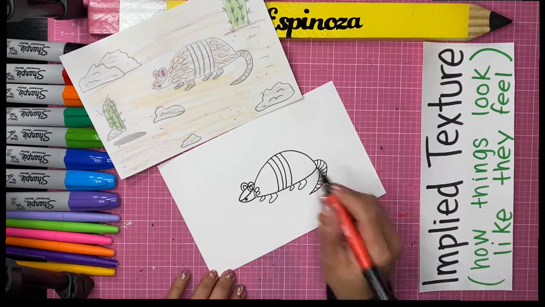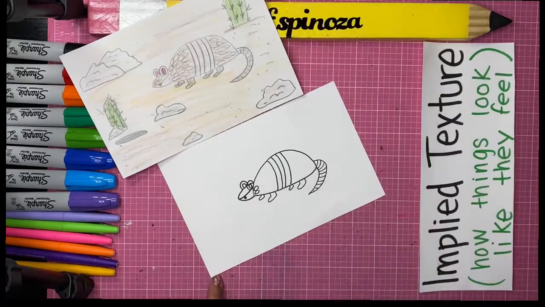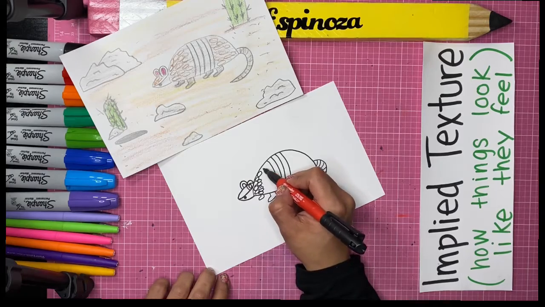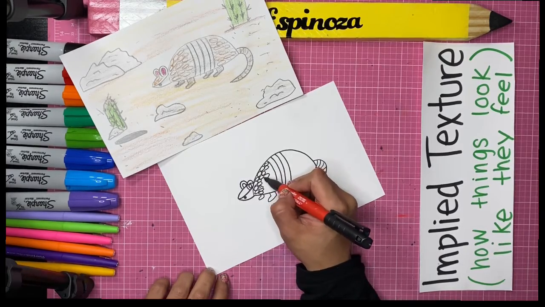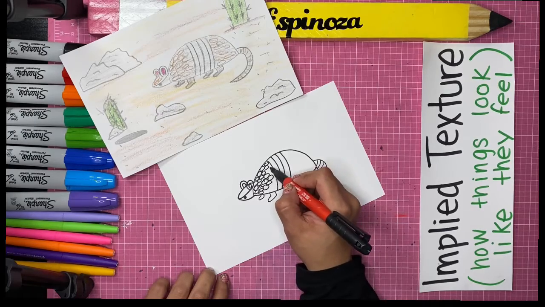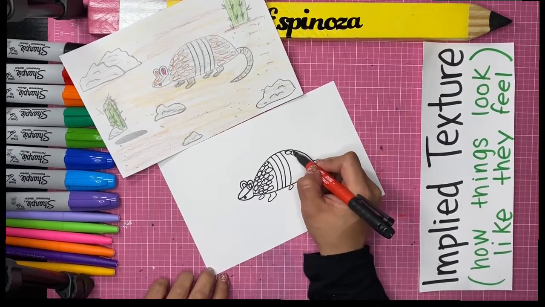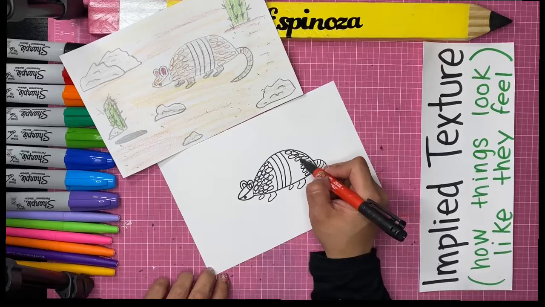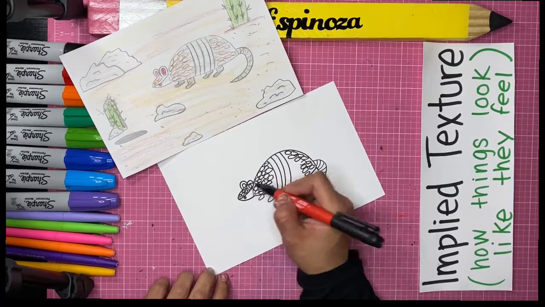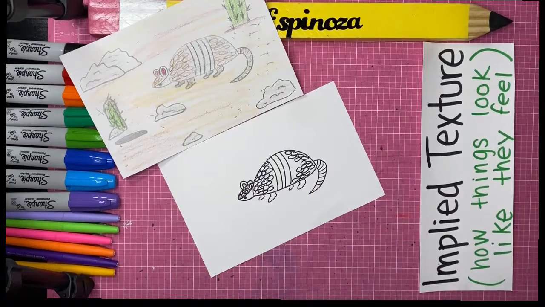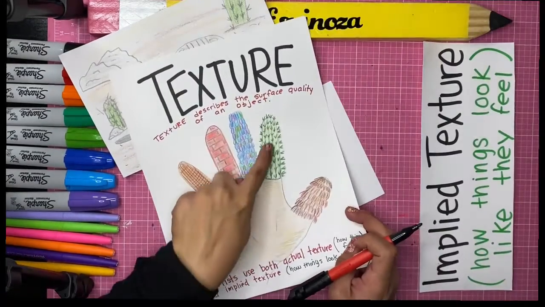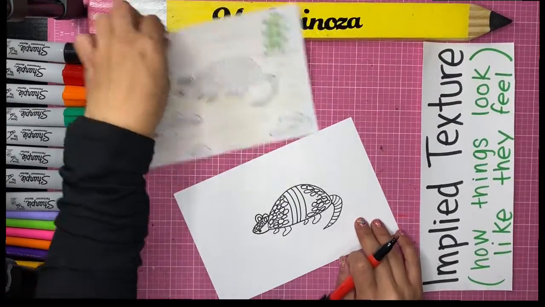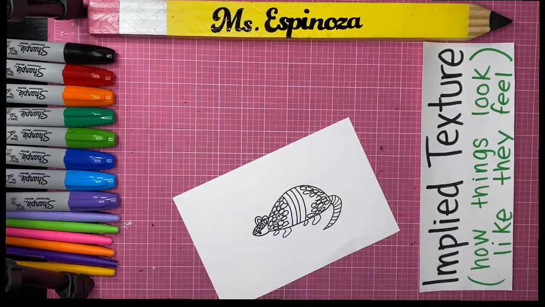Now you're going to go in there and draw some scales. So I'm going to go in so that it looks like it has some texture, and I'm just going to draw a couple scales on his body. So now we're going to draw a cactus in the background, and we want to make sure that it looks like it is prickly. So we're going to draw that with some implied texture.